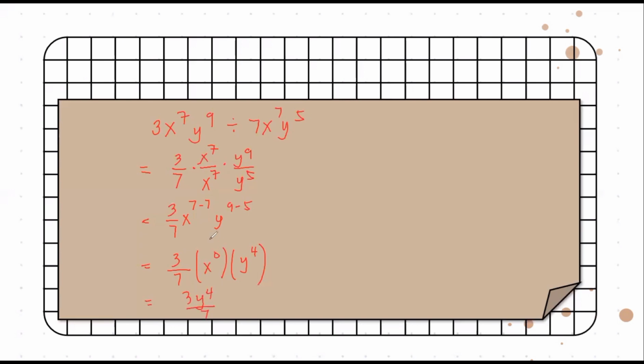Because x raised to 0, this now will become 1. Okay? So x raised to 0, any expression that is being raised to 0 is equal to 1. So 3 times 1 times y raised to 4 is 3y raised to 4. And then copy 7 as the denominator. Okay, so that's the concept now of dividing a monomial by a monomial.